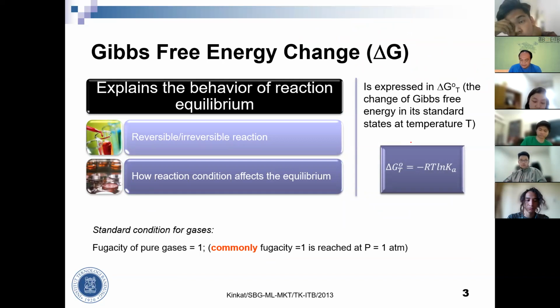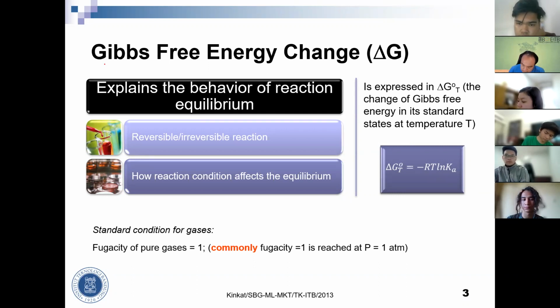Gibbs free energy. I will not explain the philosophical definition because I think Pak Hardev has already mentioned it when he taught the second law of thermodynamics. So here I will just explain the function of Gibbs free energy in evaluating a reaction.